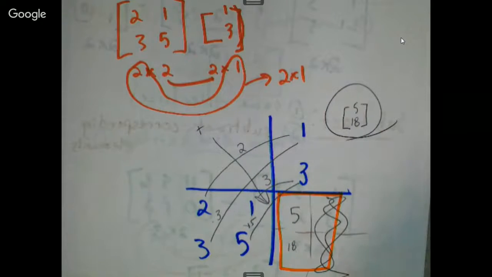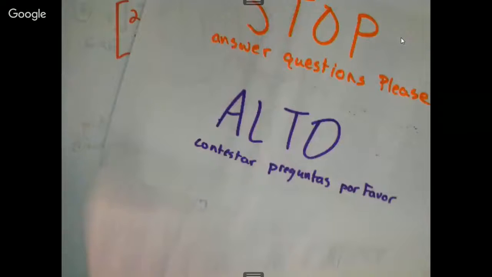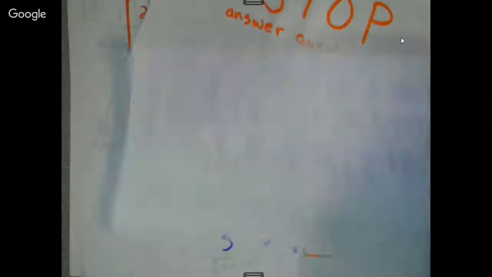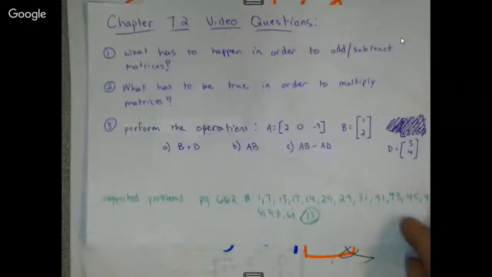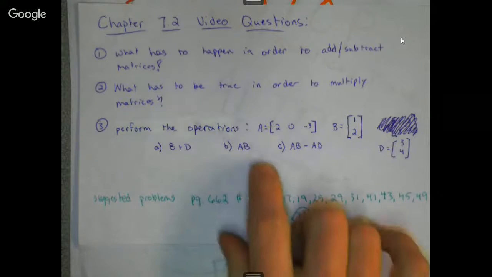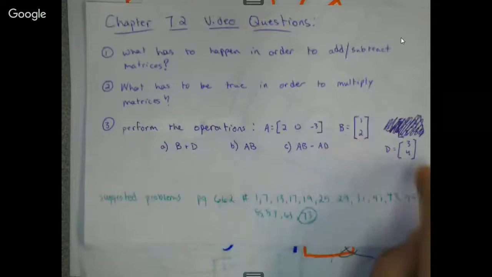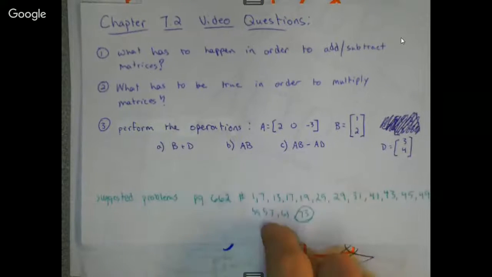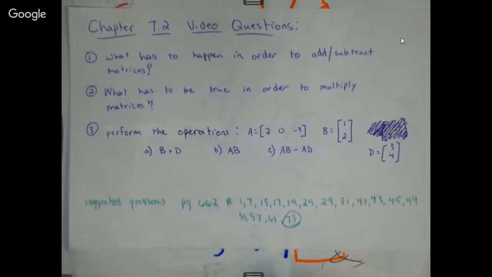Okay. I'll do some more examples of those. You can stop here. Your questions. What has to happen in order to add or subtract matrices? What has to be true in order to multiply matrices? And then I want you to try these 3 out right here. There's your suggested problems. You should know enough to get you going.